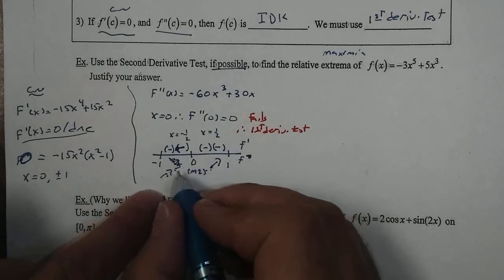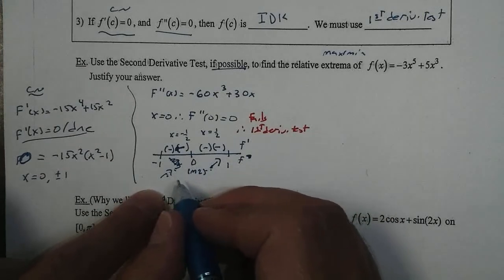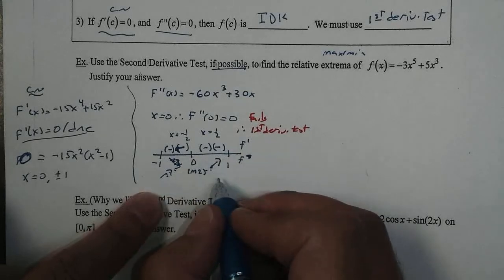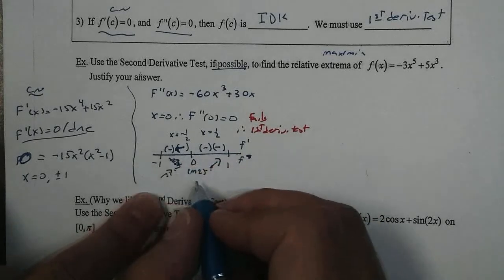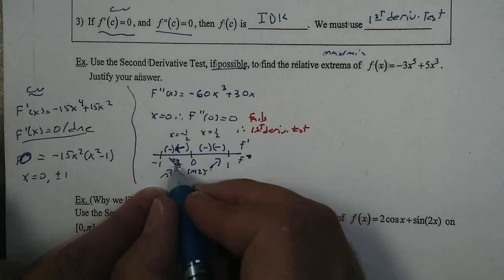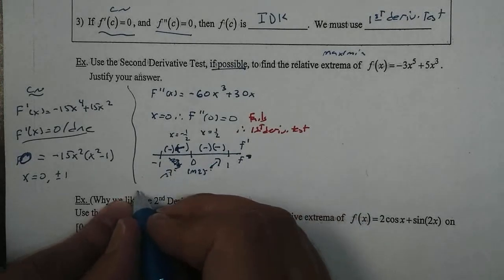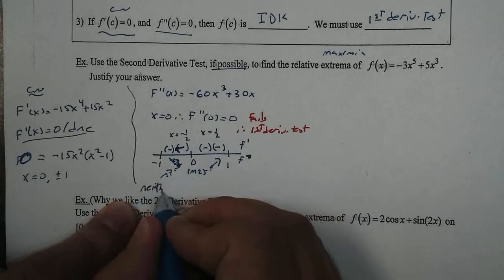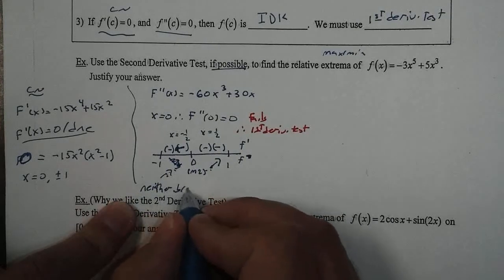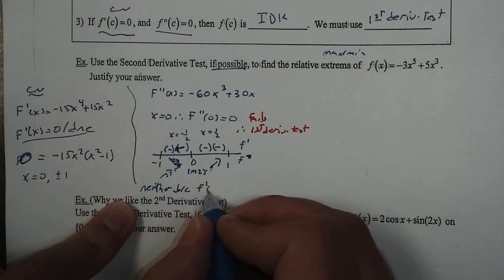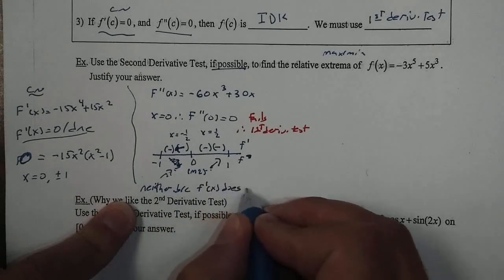Is this a relative max or minimum? Well, to be a maximum, the slope has to go up and then go down. To be a minimum, the slope has to go down and then go back up. So because this time there's no sign change in the slope, it is neither. So this is neither. And the reason is because the first derivative does not change signs.